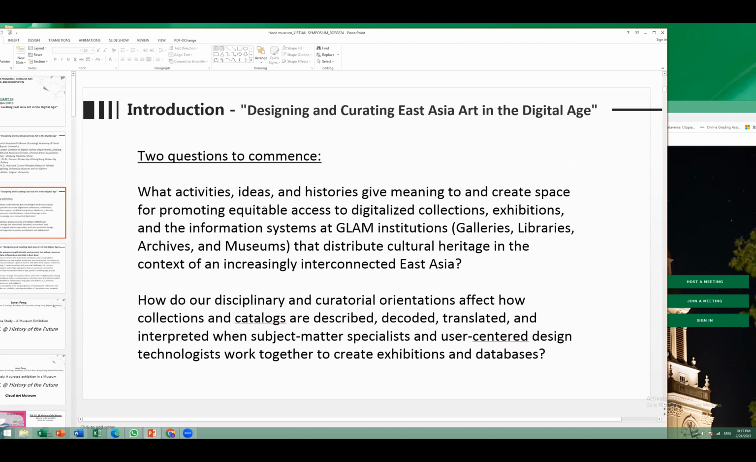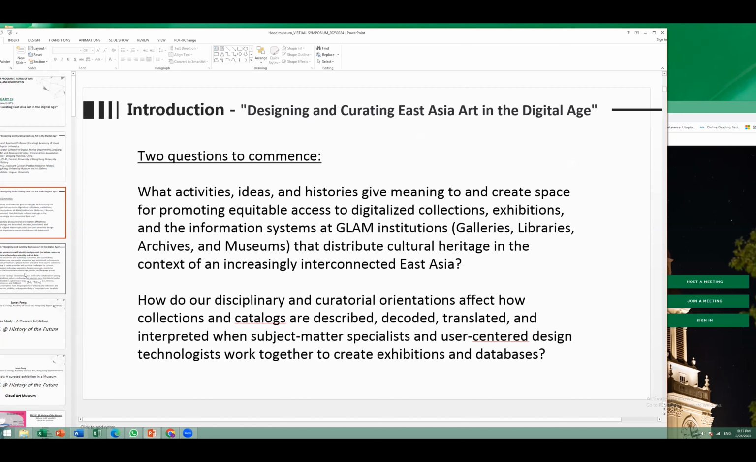Also, about the second question, I think my presentation will be quite related to it: how do our disciplinary and curatorial orientations, like approaches, affect how collections or catalogs are described, decoded, translated, or interpreted? And also, how do we create exhibitions with those user-centered design technologists work?